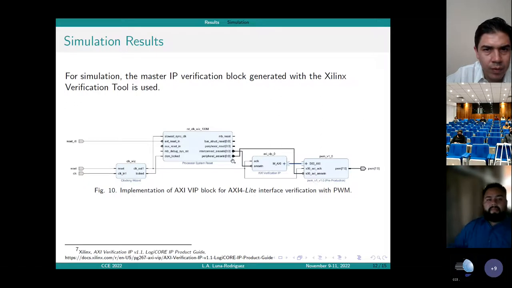For simulation, we use the Synopsys verification tool. This consists of a master block from Xilinx that sets the configuration and data of the registers, and is connected with the PWM slave block shown in this figure. This is controlled with a test bench where the configurations of the registers are sent in order to generate the PWM signals of each channel independently.